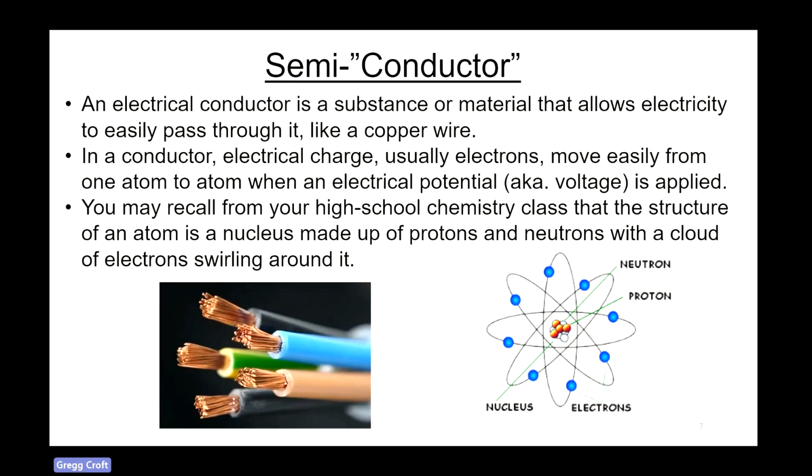Next, I'd like to talk about the term semiconductor, or just conductor in general. Well, we all know an electrical conductor is a substance or material that allows electricity to pass easily. In a conductor, electric charge, usually electrons, moves easily from one atom to another when a voltage is applied. And you probably recall from your high school chemistry class that the structure of an atom is a nucleus made up of protons and neutrons with a cloud of electrons swirling around it.